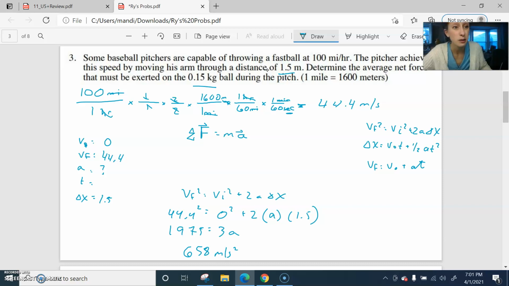If that was an answer choice, it'd be a really tempting one, but it'd be a wrong one because we're not done. They asked for the force. You have to read the question really closely. So the force equals the mass, which is 0.15, times the acceleration, which is 658. So multiply that by 0.15. I got my force is 98.8 newtons.